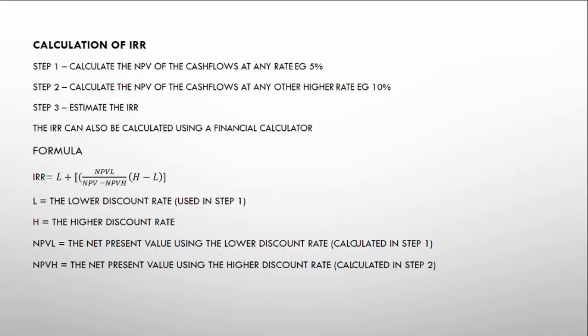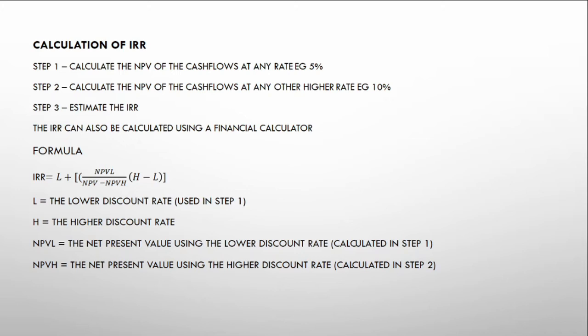So if you want to use the formula to calculate the internal rate of return, there are various steps laid out in your textbook. So step 1, you would have to estimate a rate. In this example, they use 5%. So here you would have to know your cash flows, and then you would calculate the net present value of the cash flows at any rate. So they use 5% as an example in the textbook.